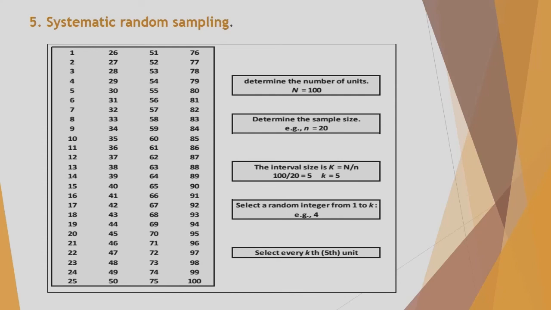You see in the example, the members of the list are listed from 1 to 100. Then we have to determine the sample size. For example, we would like to take 20 members. We have to divide 100 by 20 and we get 5. In that case, k is 5. Then we have to select every fifth element from our list.